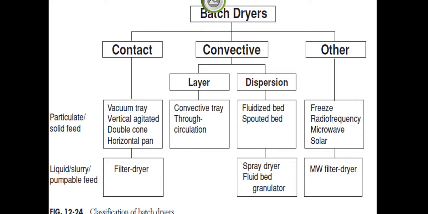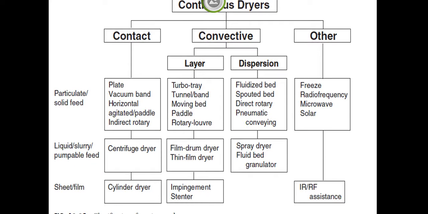If your material is liquid or is a pumpable liquid and you want to use conductive heat transfer, then the filter type of dryer is suggested. Now, in the next slide, you will have the continuous dryers, of course, still divided into 3 groupings here, using conductive drying, convective drying, and other types of drying. IR here is even mentioned, infrared. And you have here also the type of feed that was mentioned in batch dryers. There is an added type of feed here for continuous dryers, which is the sheet or film type of feed.